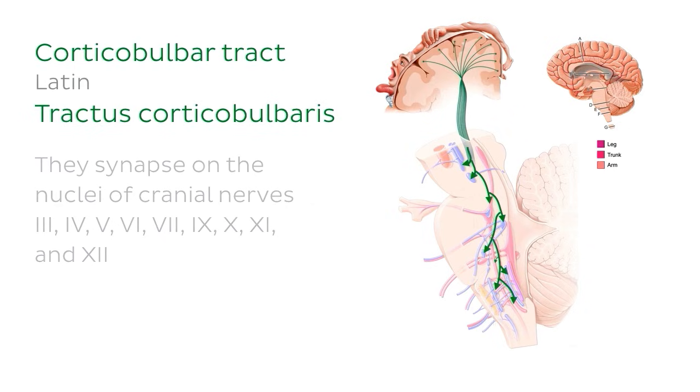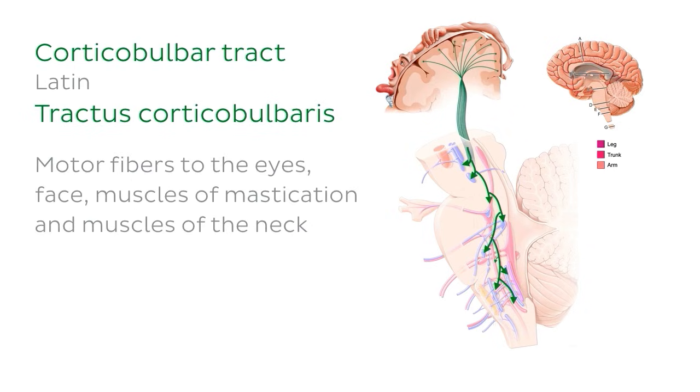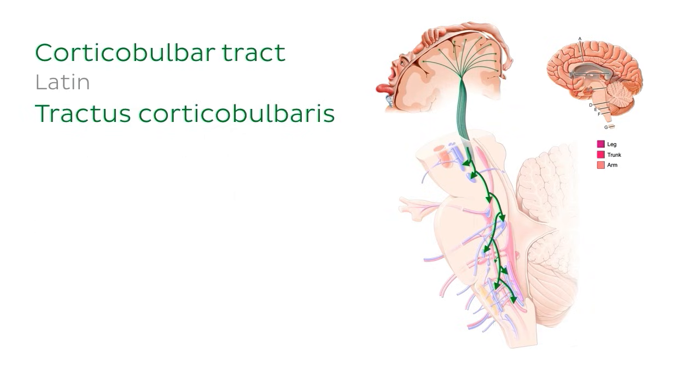And these cranial nerves contain motor fibers for the muscles of your eyes, face, the muscles of mastication, and some of the muscles of your neck. Something important to note is that the corticobulbar tract is sometimes called the corticonuclear tract, and this tract has actually been renamed because the word bulbar refers to the medulla. However, not all fibers of the corticobulbar tract actually reach the medulla, and it's more accurate to say corticonuclear, which instead refers to the cranial nerve nuclei.